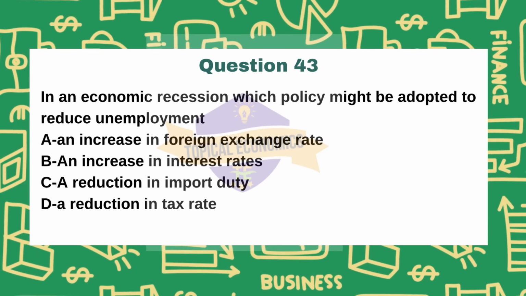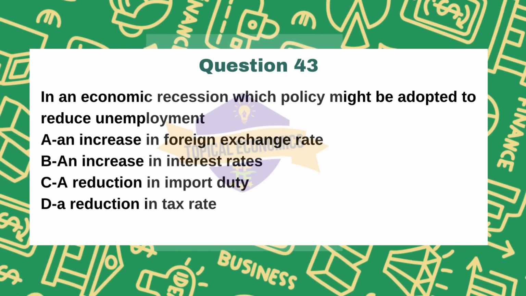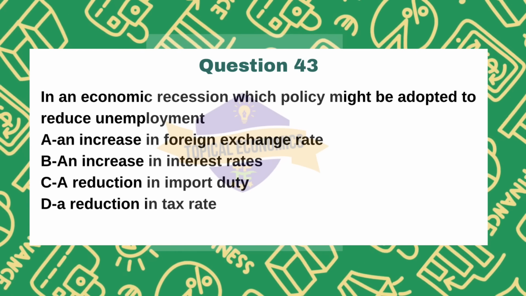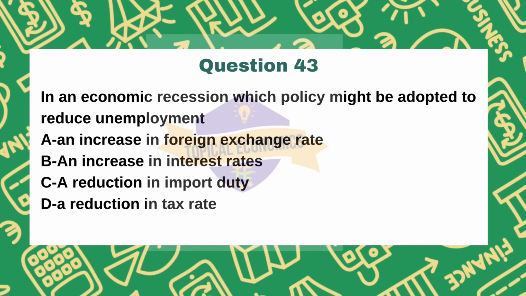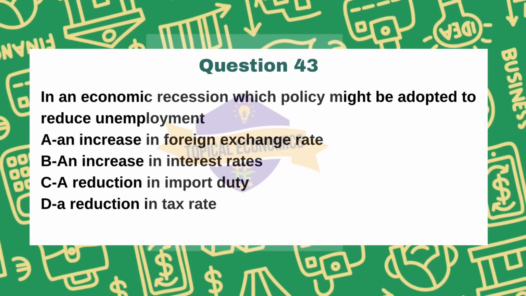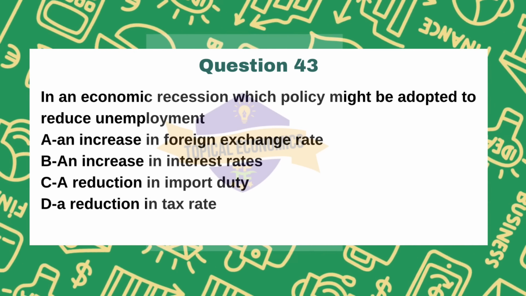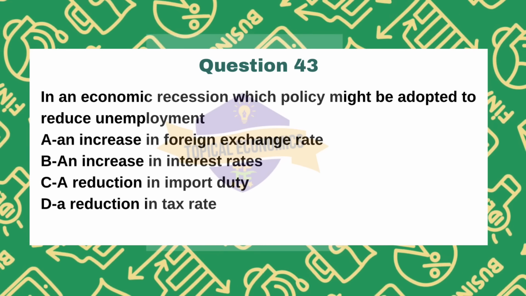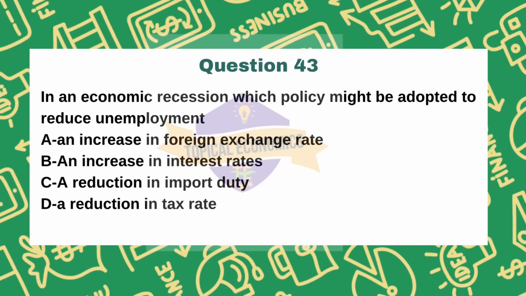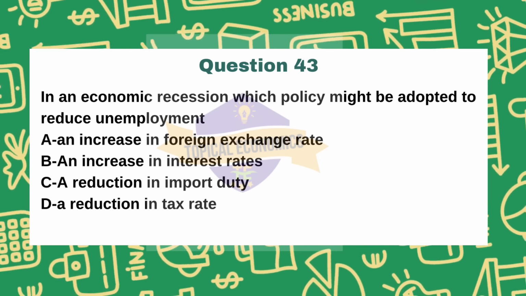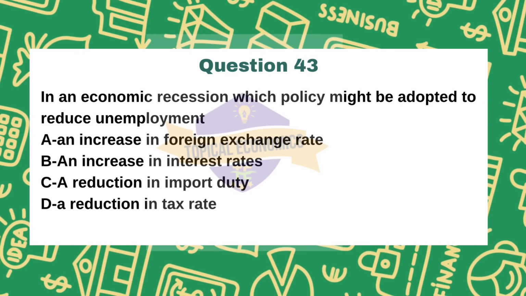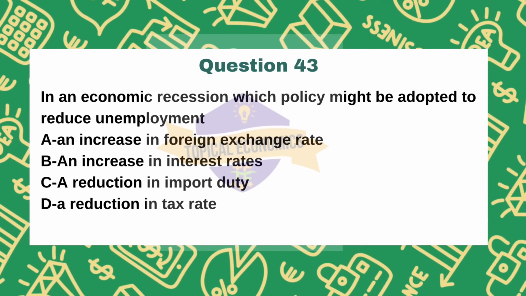Option A, an increase in foreign exchange rate. Appreciation of the domestic currency could make exports more expensive and imports cheaper, potentially harming domestic industries and leading to higher unemployment. Next, option B, an increase in interest rates, typically discourages borrowing and spending, which can further slow down economic activity and increase unemployment during a recession.